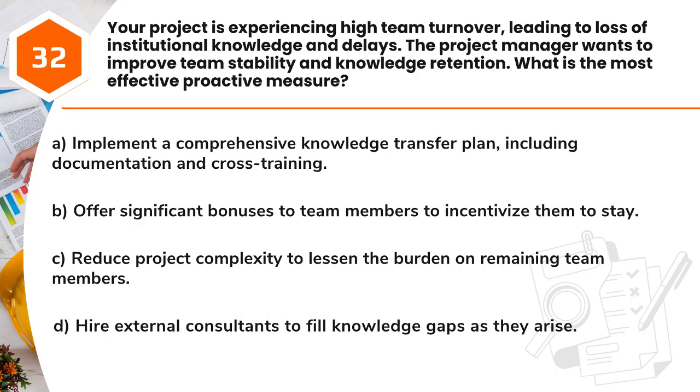Question 32. Your project is experiencing high team turnover, leading to loss of institutional knowledge and delays. The project manager wants to improve team stability and knowledge retention. What is the most effective proactive measure? A. Implement a comprehensive knowledge transfer plan, including documentation and cross-training. B. Offer significant bonuses to team members to incentivize them to stay. C. Reduce project complexity to lessen the burden on remaining team members. D. Hire external consultants to fill knowledge gaps as they arise.